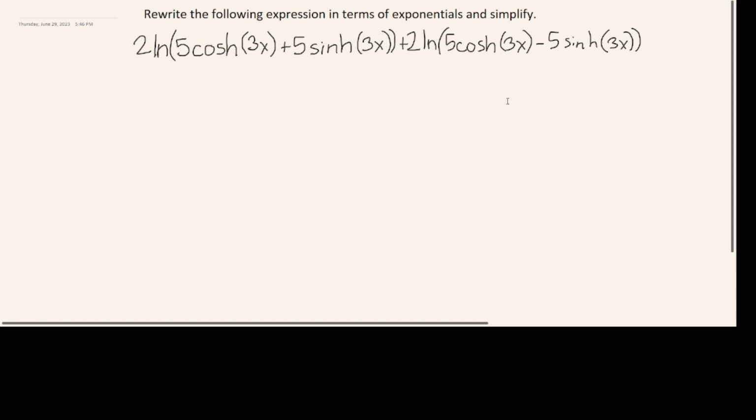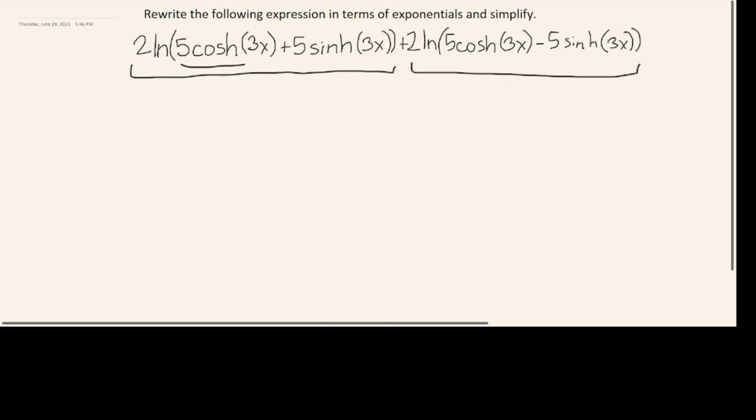Okay, so we're asked to rewrite the following expression in terms of exponentials and to simplify it as much as possible. And we're given this pretty long, kind of intimidating looking expression. But if we take a moment to examine it, we notice it's just two natural logarithms added together, and each of them isn't too different.